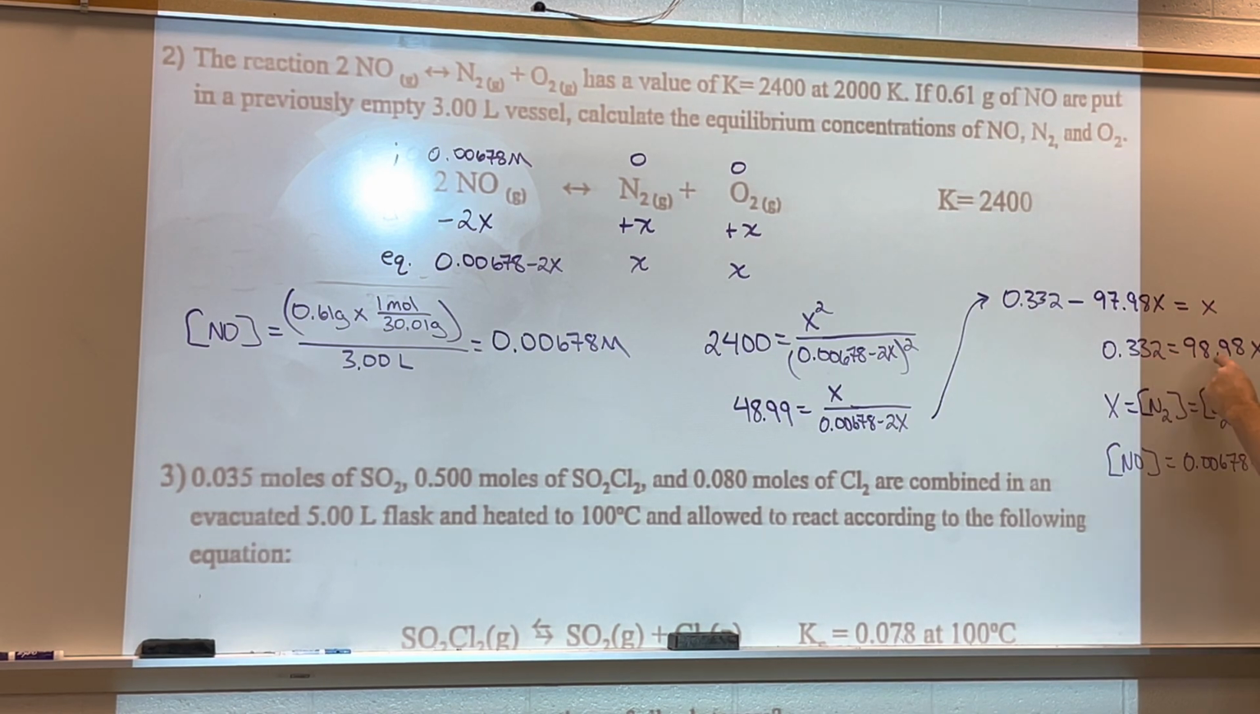Then you divide by the 98.98 into the 0.332, and you get 0.00336. Oh, I see what it did. Okay, see, I forgot to add the 2 in front of when you're subtracting it.